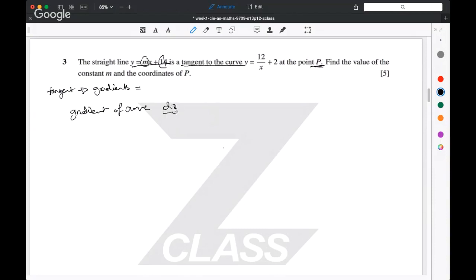So we have dy dx, and we just differentiate this, and it becomes minus 12 over x squared. And we are told that this is equal to m, this at P, so at the point P, this is equal to m. Well, what else do we know? We also know that the line passes through the point P, right?